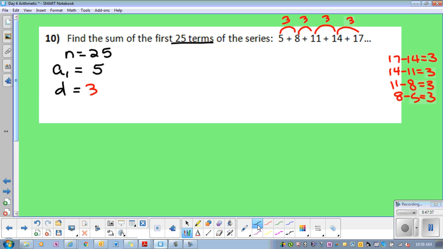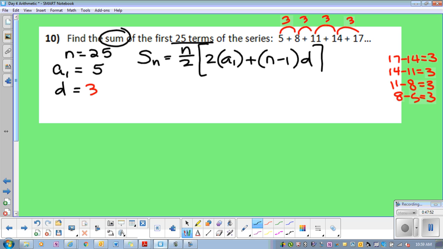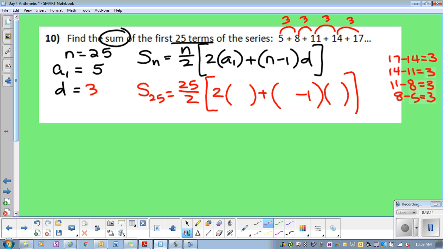So now, since it says sum, I'm going to use the S formula. So S sub n equals n over 2, the bracket, 2 times a sub 1 plus n minus 1 times d. And then we're going to plug in S sub 25. So 25, 25. A sub 1 is 5. d is 3.